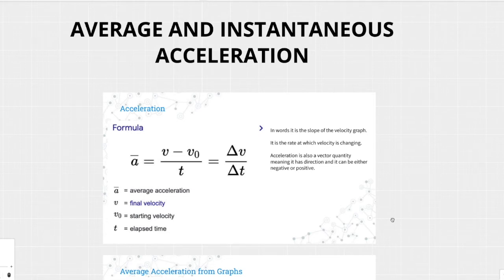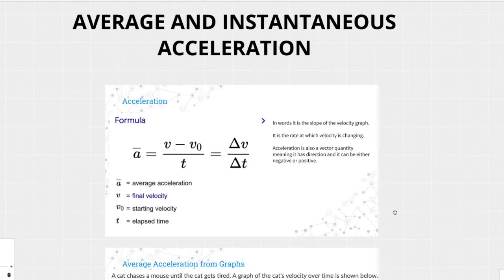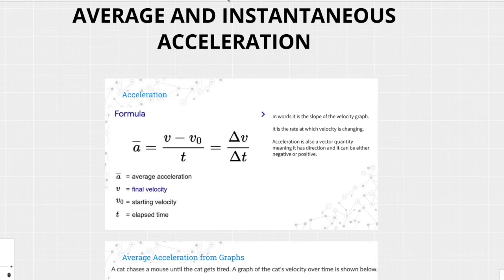If it's going to the right, it's generally considered positive, left is negative. The most common type of acceleration is gravity, which is negative acceleration since it's downward, with an acceleration of negative 9.8 meters per second squared. The units for acceleration are meters per second squared, and velocity is meters per second.